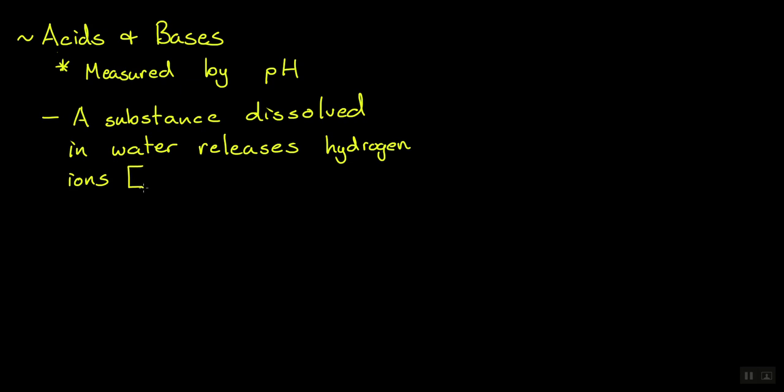Okay, so when we talk about this, a substance dissolved in water releases hydrogen ions, which the way that we're going to denote this, what's the letter for hydrogen? Okay, and if I want to indicate that this thing is positively charged, I'm just going to write a plus right here. Okay, it releases hydrogen ions that are positive, and they join with the water that has a negative end on it.